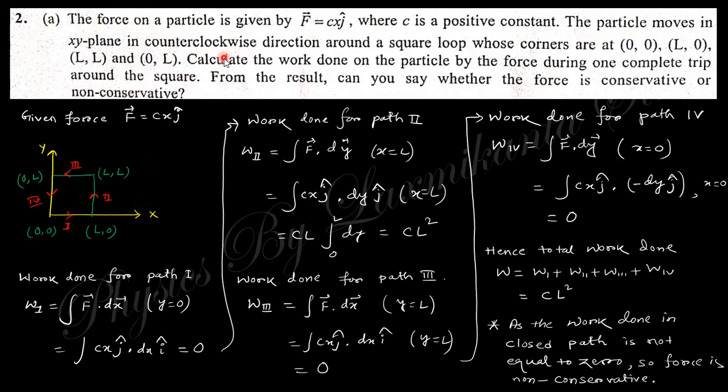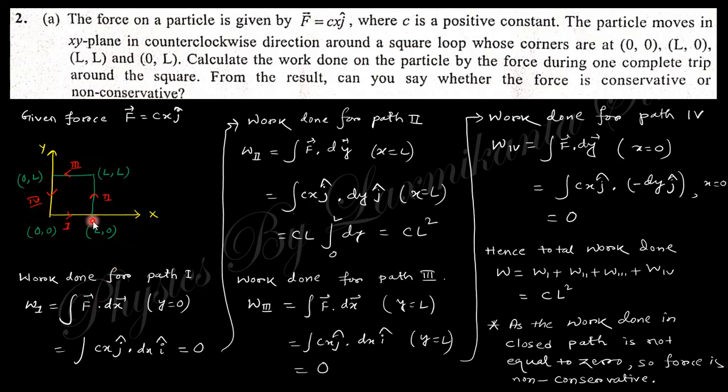Question number 2 says the force on a particle is given by F = Cx j cap, where C is a positive constant. The particle moves in the xy plane counterclockwise, that is anti-clockwise direction, around a square loop whose corners are (0, 0), (L, 0), (L, L), (0, L), right? Calculate the work done on the particle by the force during the complete trip around the square. When the particle completes this square, what will be the work done? Okay, so for that we can break it into four parts.